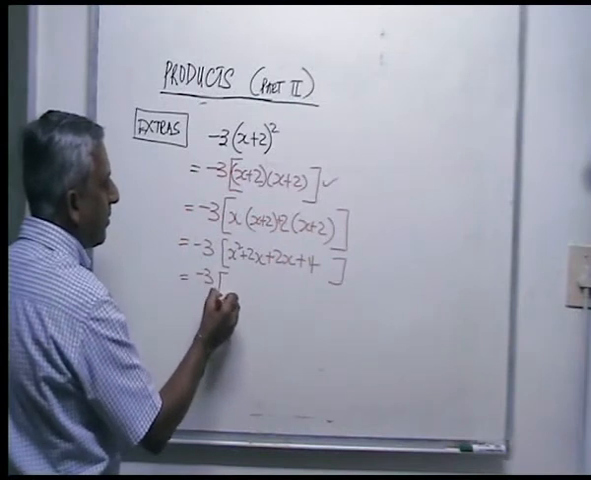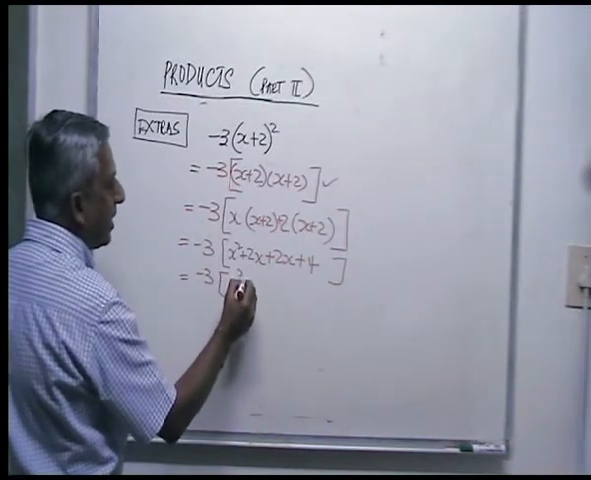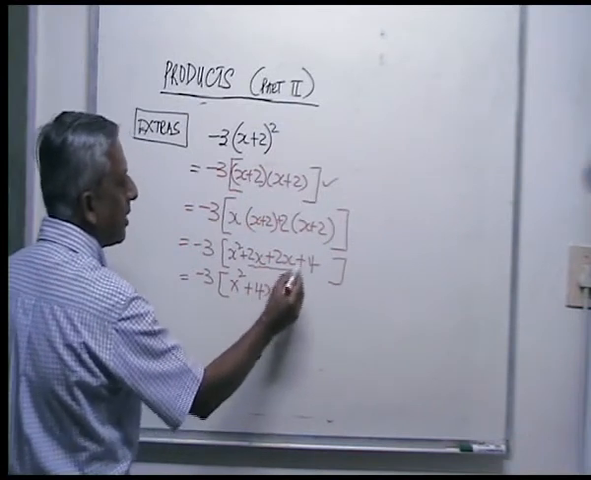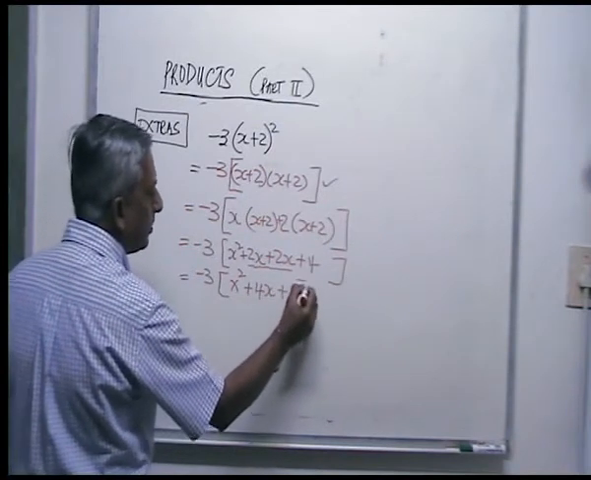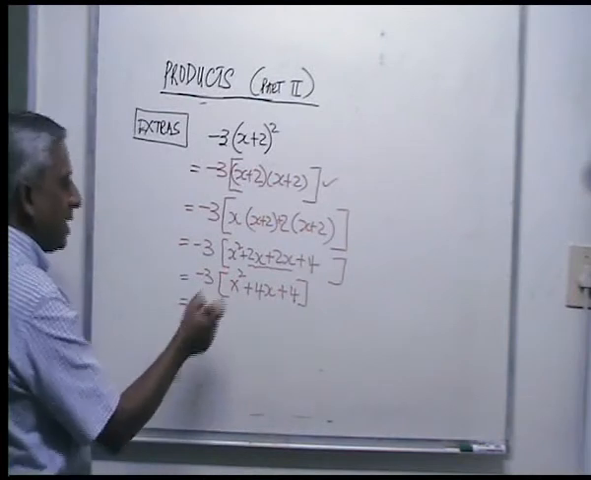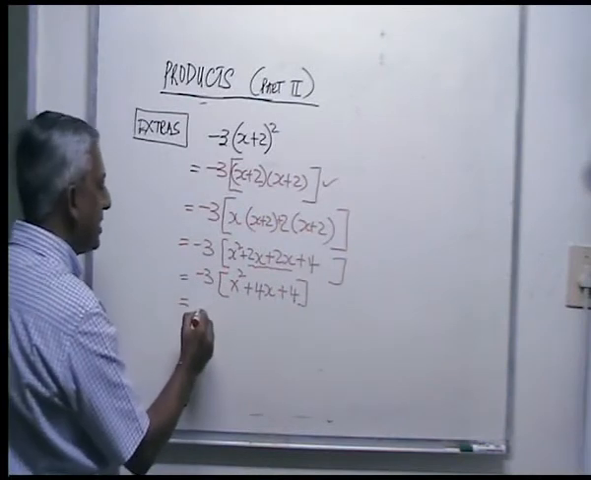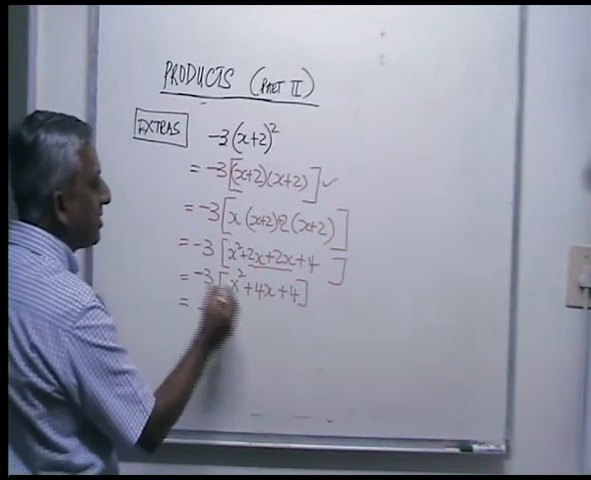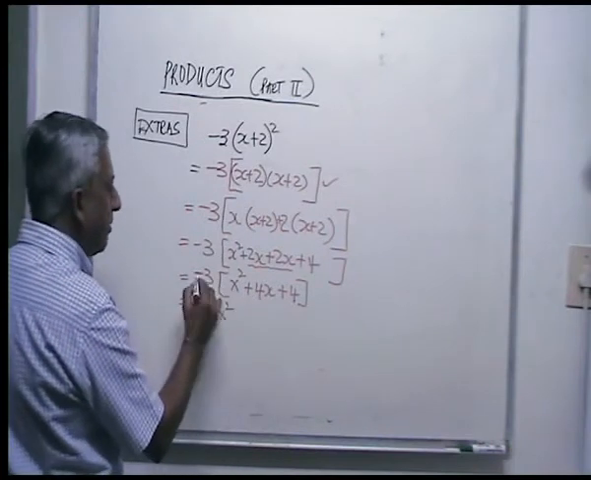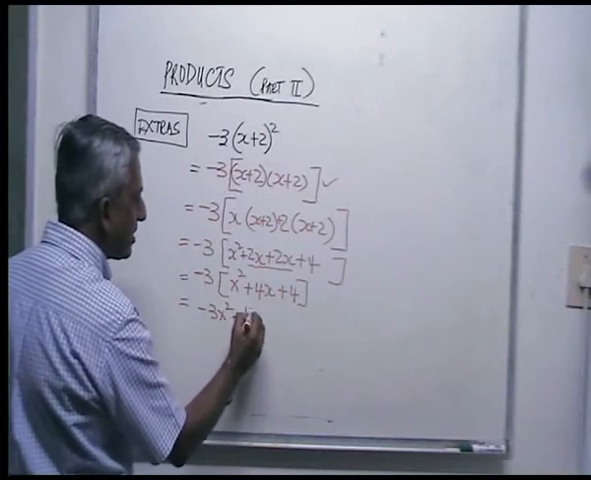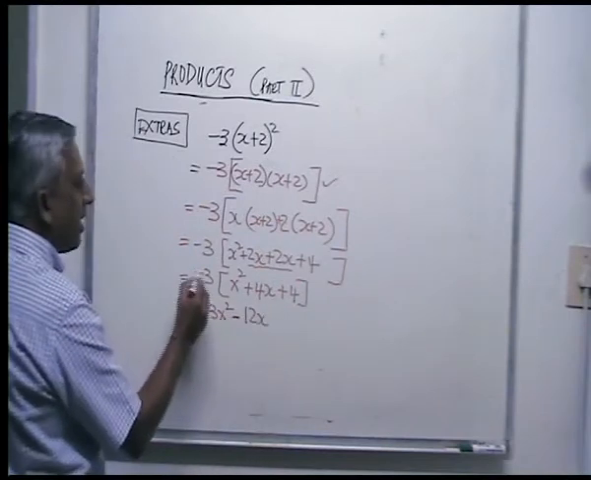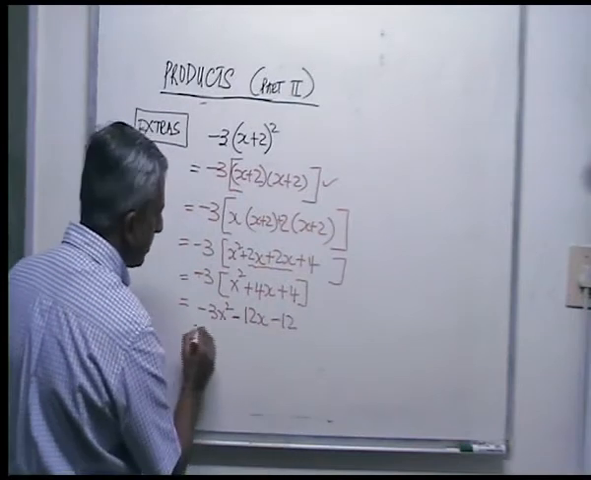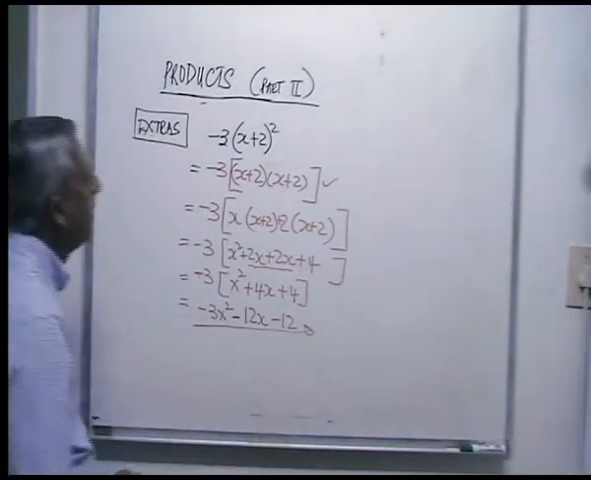Bring down the minus 3, that gives you x squared, and here you get plus 4x plus 4. And then you multiply it by minus 3. So minus 3 times x squared will give you minus 3x squared, minus 3 times 4x. You see, minus times plus is minus, so it will be minus 12x. Minus times plus is minus, so minus 12. And so that's your final answer.